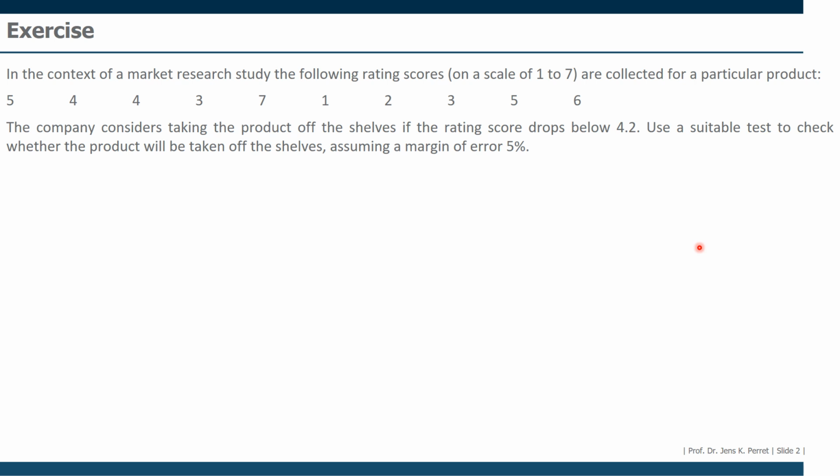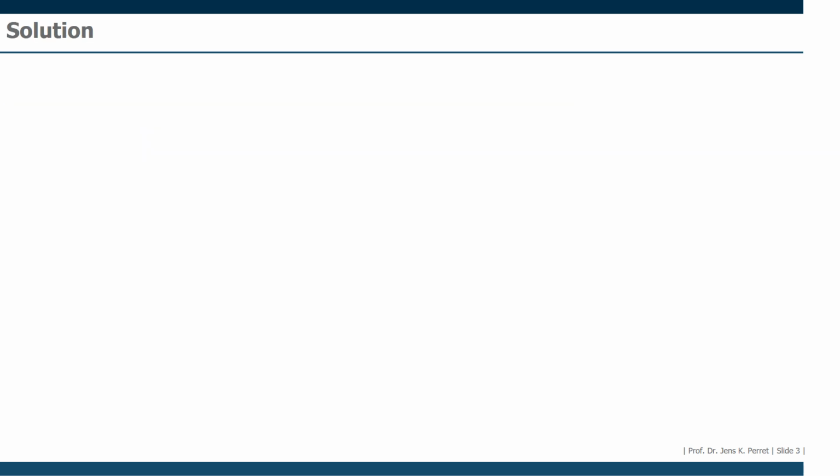If we look closely, we do not have any information regarding the standard deviation or the variance of the sample, and we have clearly less than 50 or 30 observations. So we have to use a t-test in this context. For the t-test, we need 4 pieces of information. The first of them is the arithmetic mean.